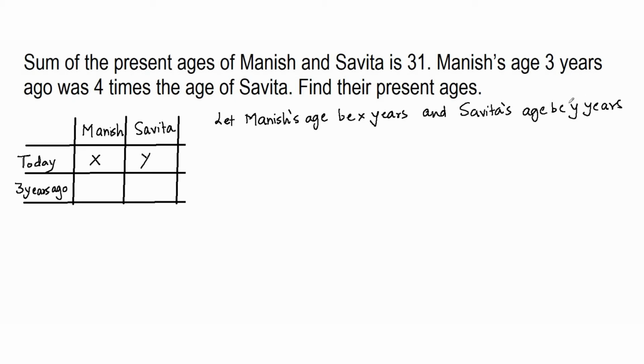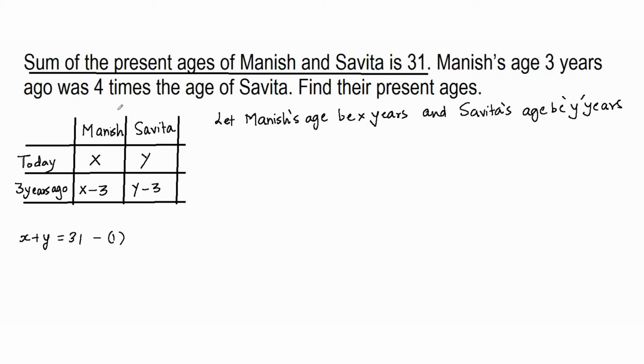Okay. Now it's given that the sum of their present ages is 31. That is, addition of x and y has to be 31. So that is my first equation. x plus y is 31 is my first equation. Now Manish's age 3 years ago. So today Manish is x, 3 years ago Manish is going to be x minus 3, and Savita is y today, 3 years ago she is going to be y minus 3.